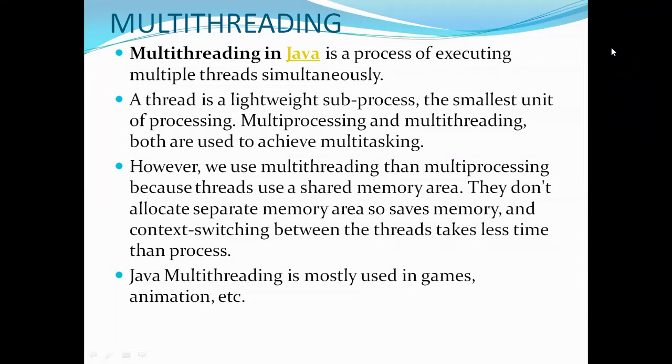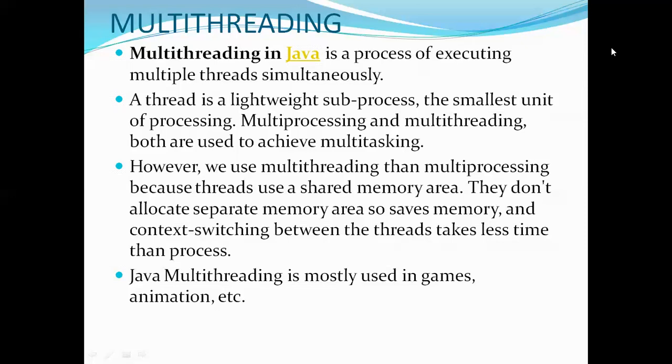Now, what is multitasking? Suppose a person is performing some operations on a computer. He's checking mails and at the same time he is taking some printouts. That is, the printer is also working. Both the operations can be performed simultaneously. This process is known as multitasking.